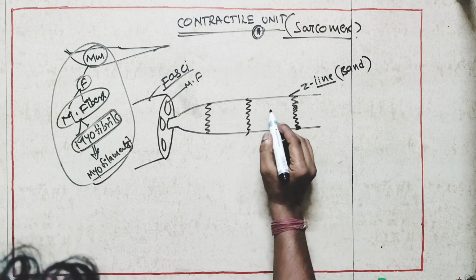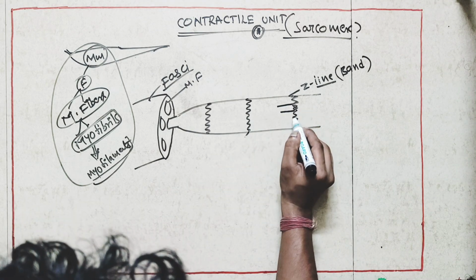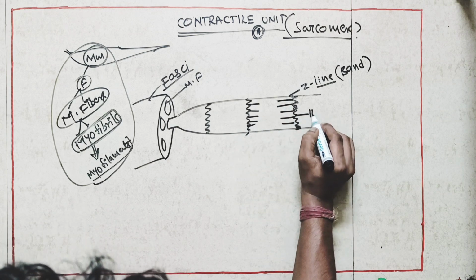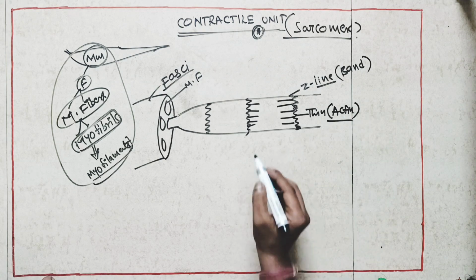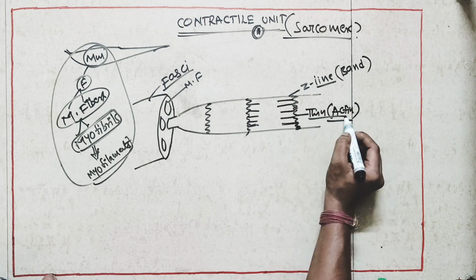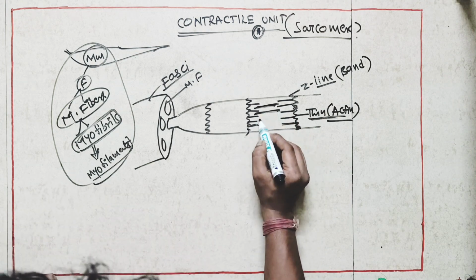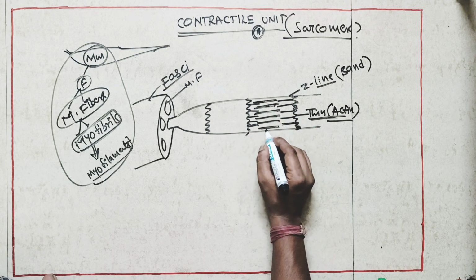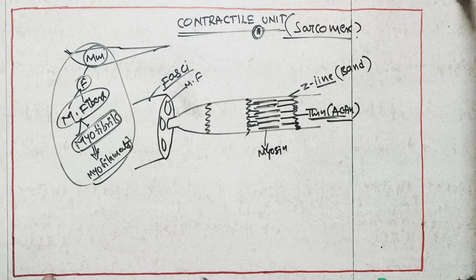Now we'll see what we can see in this sarcomere. Suppose this is our sarcomere. Inside this what will be there? In the sarcomere we'll get thin filaments. Thin filament is nothing but actin. We'll get actin here. After that, this is the Z line. From the Z line we'll get thin filaments, that is actin. After that, in the middle we'll have thick filaments. These thick filaments are nothing but myosin.